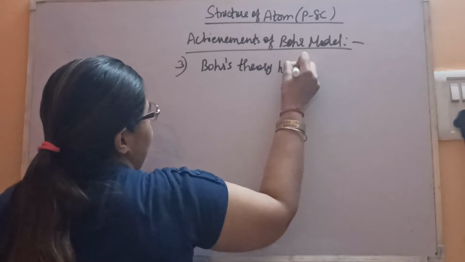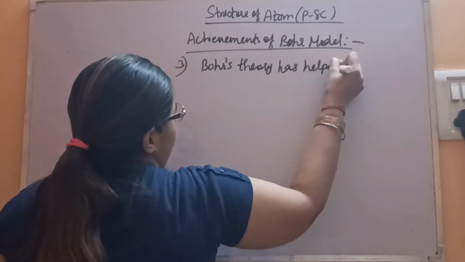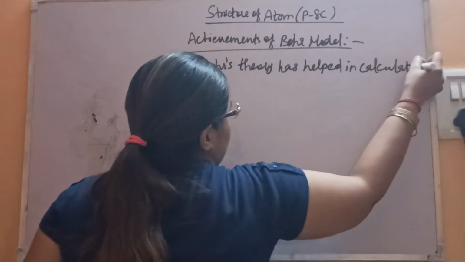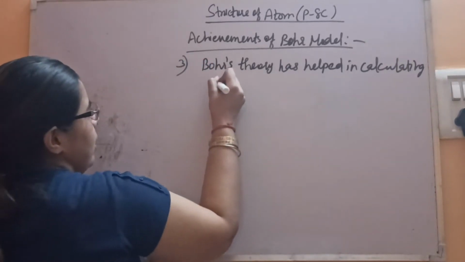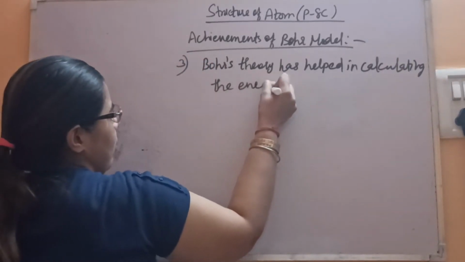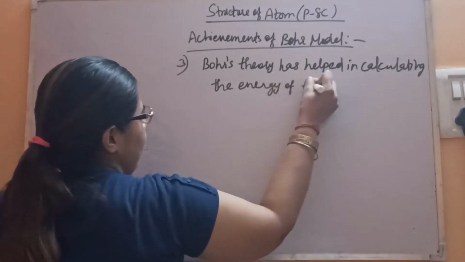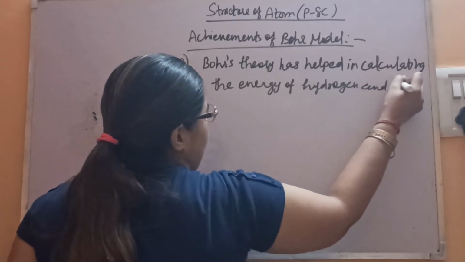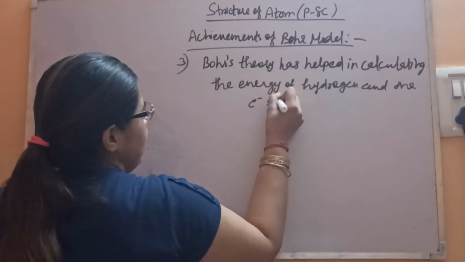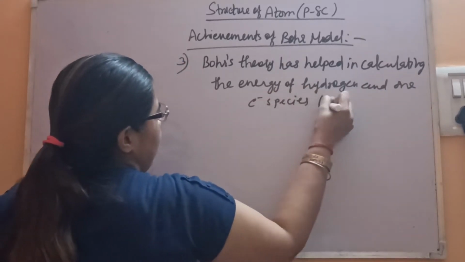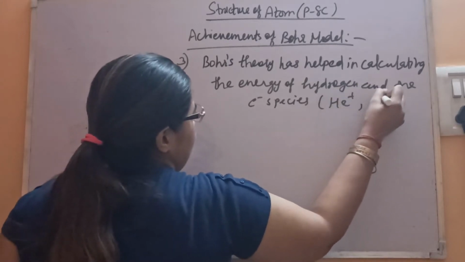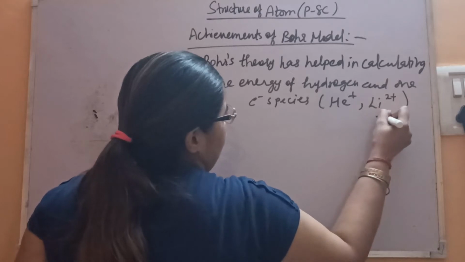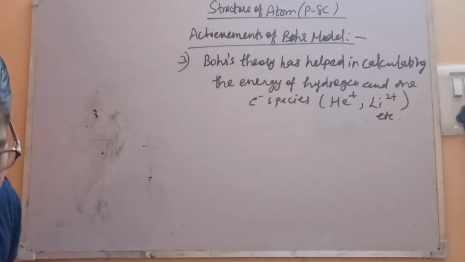Now today we will see the third one, that Bohr's theory has helped in calculating the energy of hydrogen atom and one electron species like helium plus, lithium 2 plus, etc. like this.